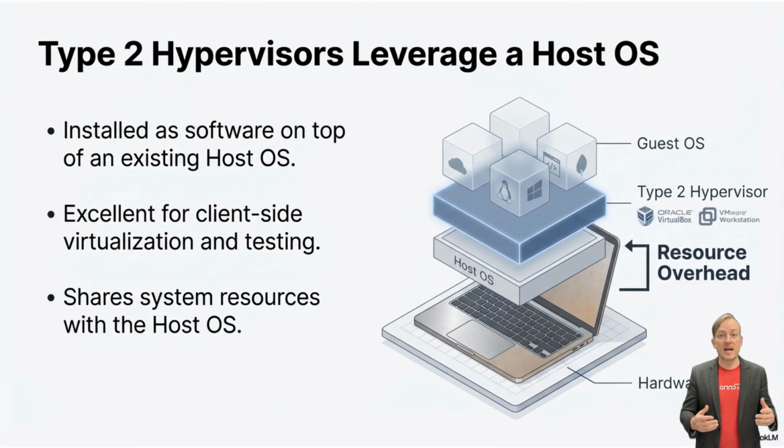On the other hand, Type 2 hypervisors leverage an existing host operating system. They are installed as software on top of that host OS, making them excellent for client-side virtualization and local testing. However, because they share system resources with the host OS, they do introduce some resource overhead. Examples of this type include Oracle VirtualBox and VMware Workstation.